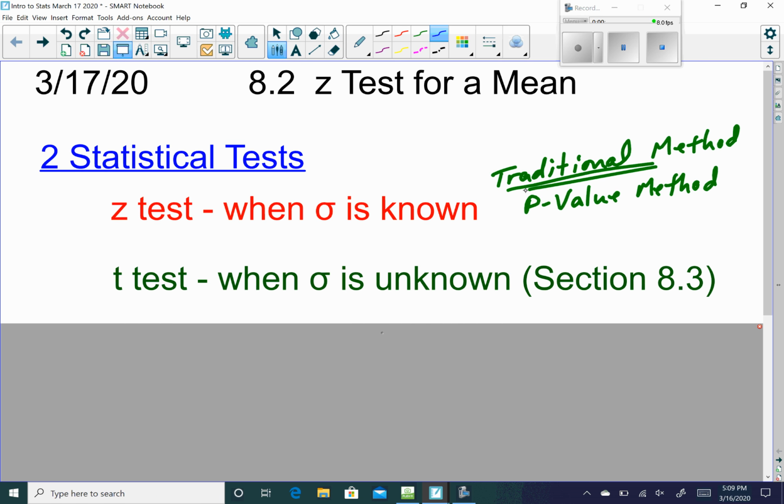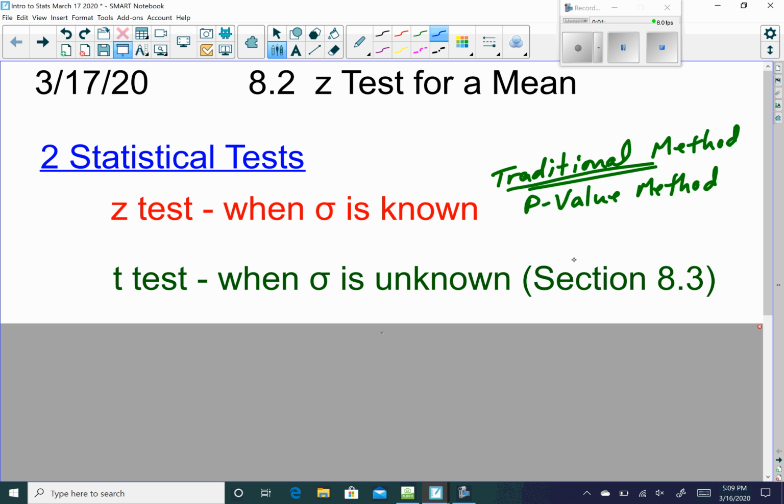Within each section, there's going to be a traditional method and a p-value method. So today I'm going to talk about the traditional method. On Thursday, we'll go over examples of the p-value method. It's just two different ways to calculate values to compare. So remember, we're going to use a z-test or the standard normal distribution when our population standard deviation is known, and we use a t-distribution or the t-test when our population standard deviation is unknown.